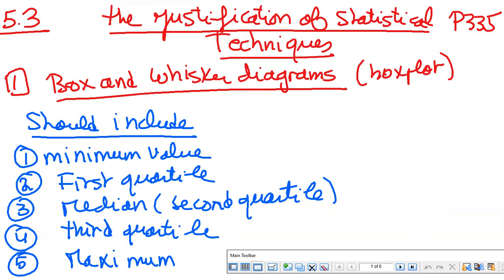To be able to do the box and whisker diagram, we need to include 5 values in this diagram. We need the minimum value, the first quartile, the median or the second quartile, the third quartile, and the maximum. To do that, let's do an example, guys.